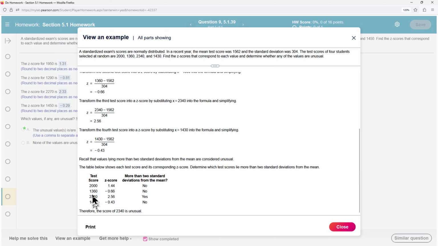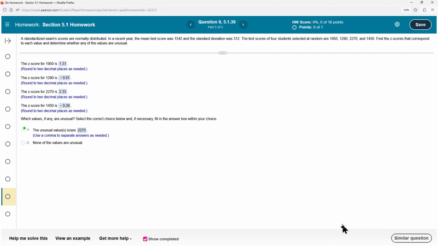So we have a chart here. You can see the actual score, see the z-score, and which one is more than two deviations. That's how you can tell if it's unusual or not. Only one of them is. In this case, the unusual z-score is given there.